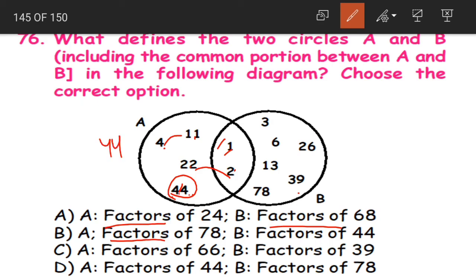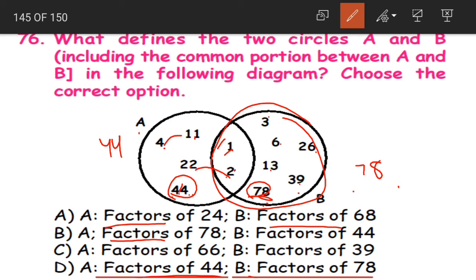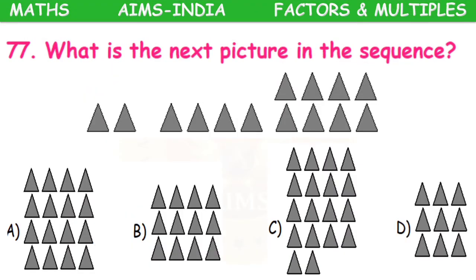So the numbers in circle A are the factors of 44, and when it comes to circle B, all these are the factors of 78. 1 78s are, yes, 13 6s are, 2 26s are and 3 39s are 78. So the numbers in circle A are the factors of 44 and the numbers in circle B are the factors of 78. Option D becomes our correct answer.